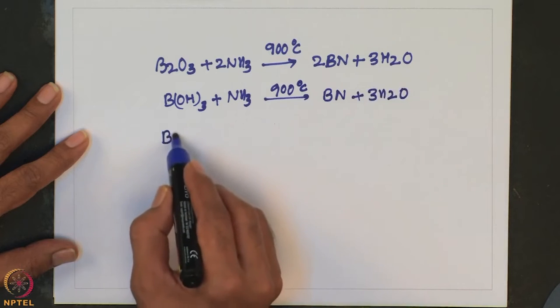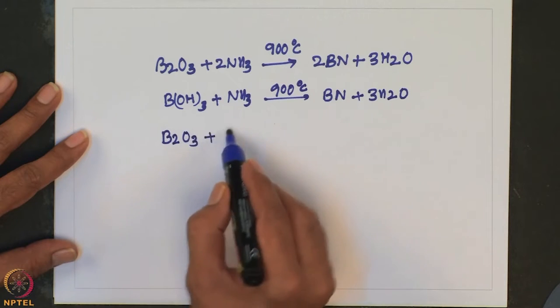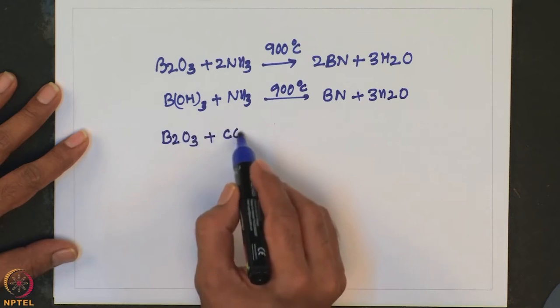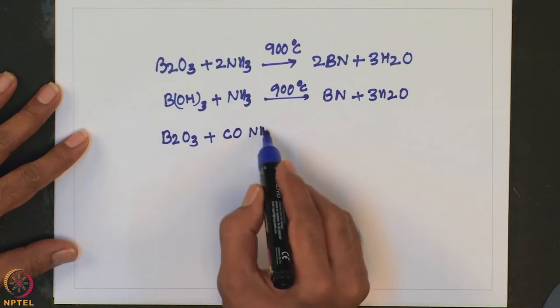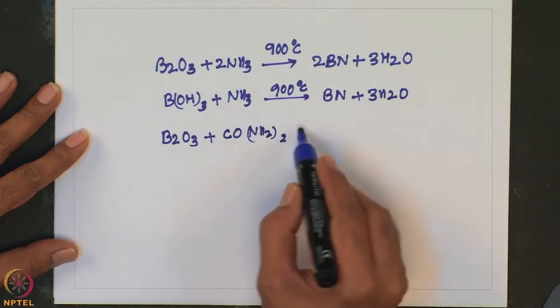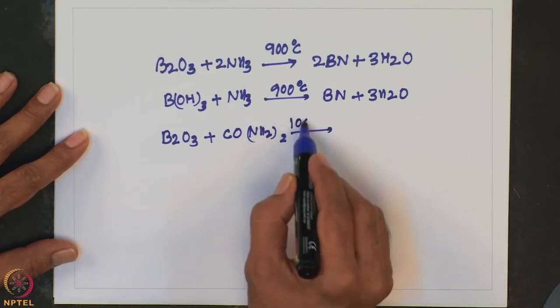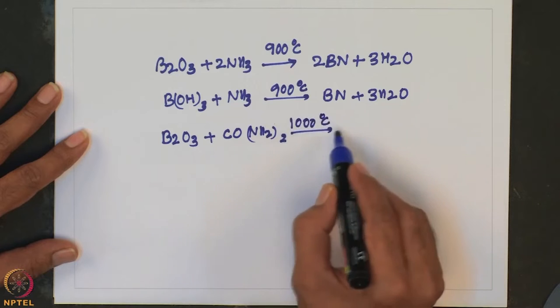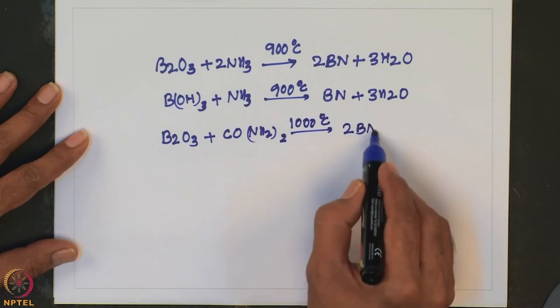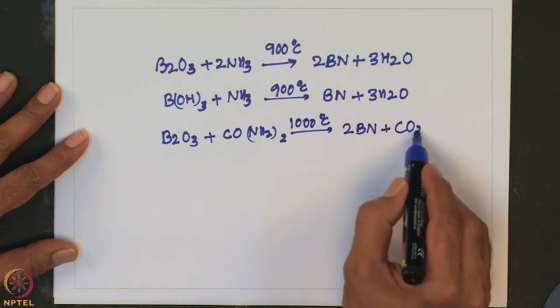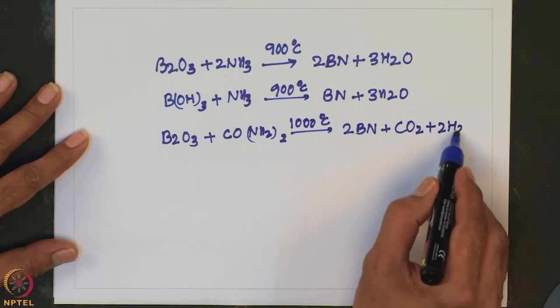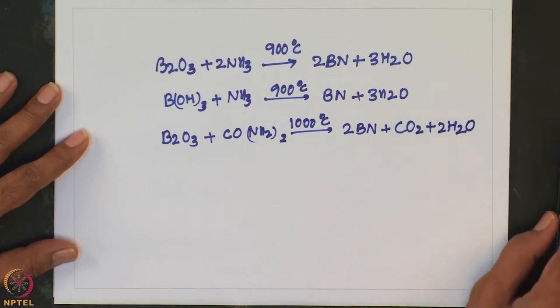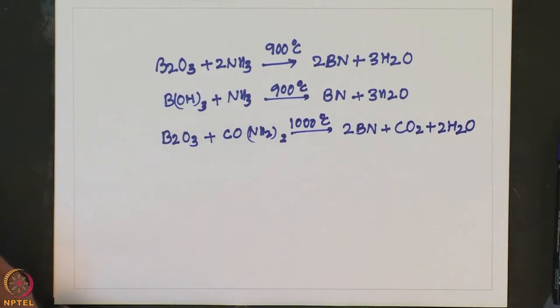One can also treat B2O3 with urea, but at 1000 degrees centigrade. The common form of boron nitride has an ordered layer structure that I showed you in the previous slide, containing hexagonal rings with alternate boron and nitrogen atoms.